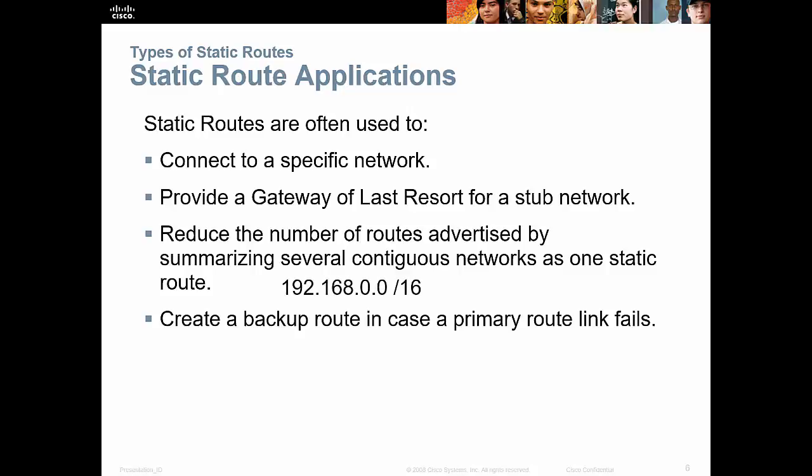So for example here, if we had 192.168.0, 192.168.1, 192.168.2, 192.168.3, 4, 5, etc., you could summarize that whole network as 192.168.0.0/16.